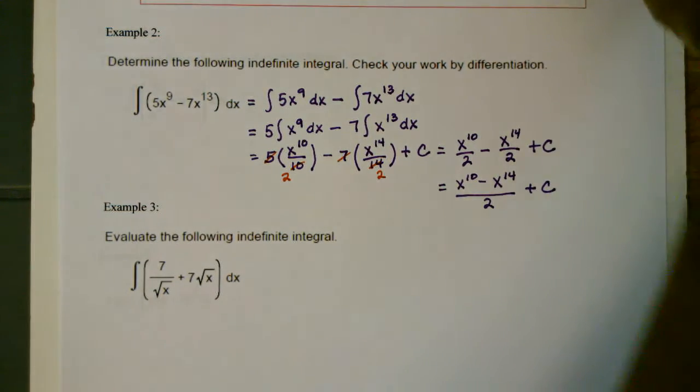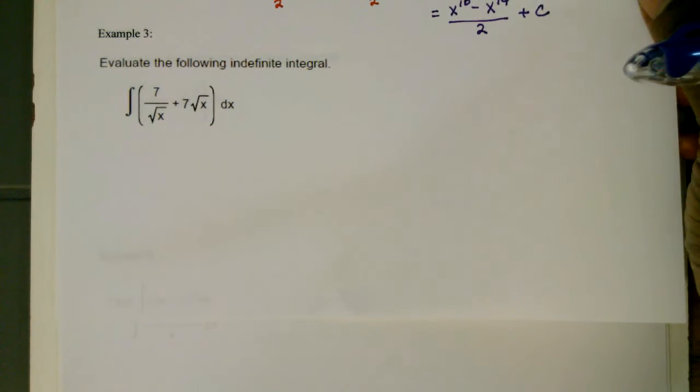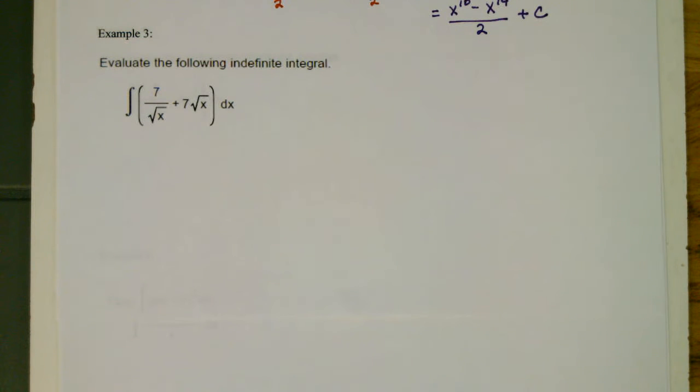All right, take a look at example 3. In example 3, we're going to evaluate the following indefinite integral. Here we got the integral of 7 over the square root of x plus 7 times the square root of x dx.